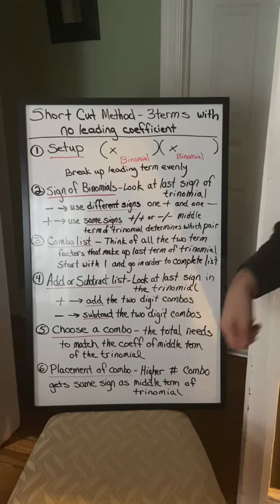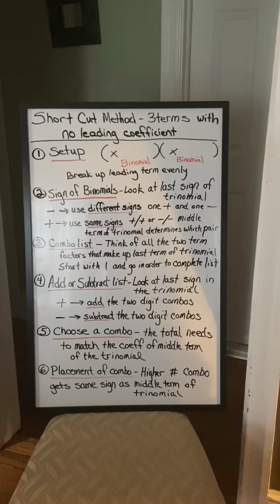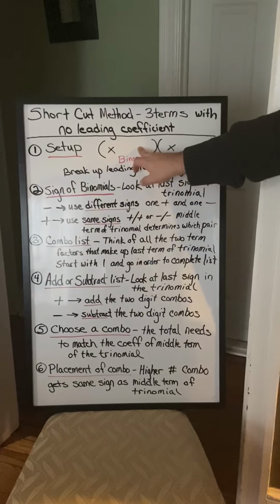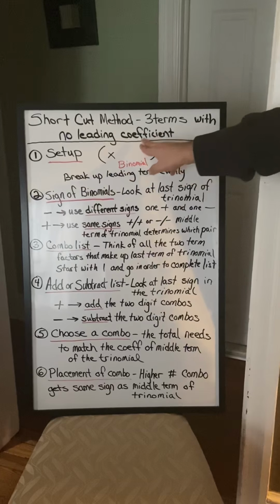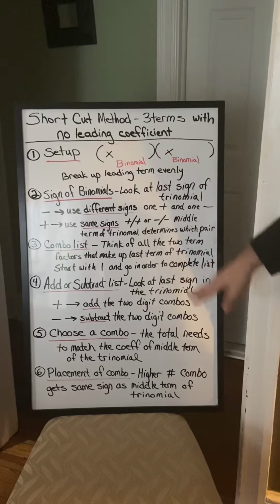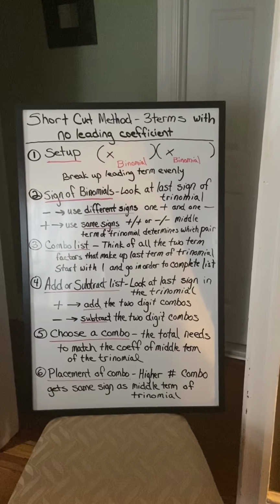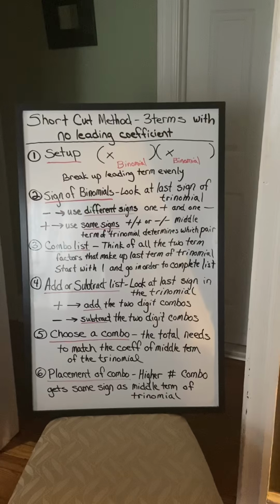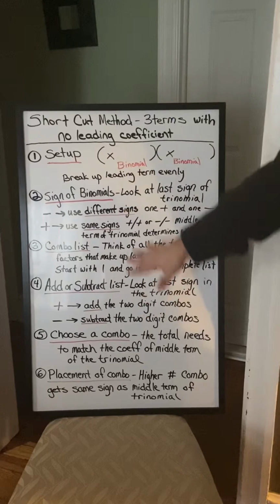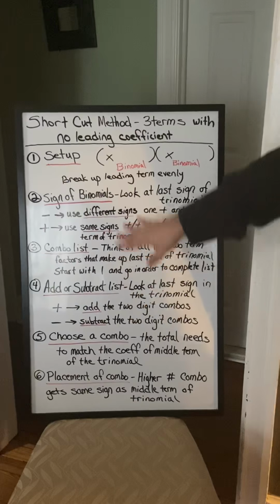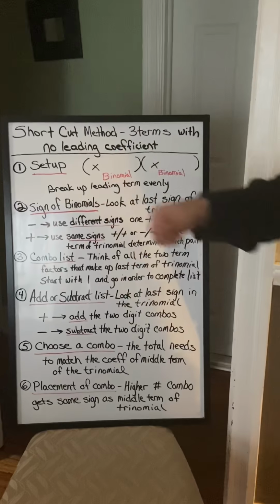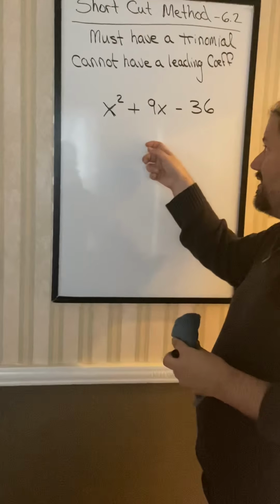Whatever combo gives you that middle term, great. And then placement of the combo. Once you choose a combo, remember, we might have a 2 here and then a 7 here, or you could have a 7 here and a 2 here. The placement says take the higher number, and that will always get the same sign as the middle term of the trinomial. So those are 6 steps. They'll make more sense once we start doing a few more problems. So let's do this first problem here using the 6 steps.